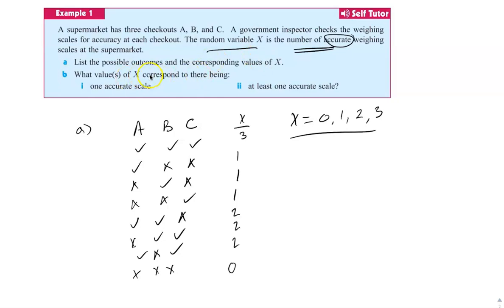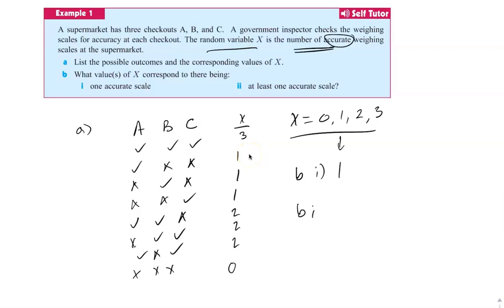For B1, which X value corresponds to having 1 accurate scale? Well, it's pretty simple: 1. 1 says you have 1 accurate scale. It doesn't say which one, just that you have 1 in general. 2 represents that you have 2 accurate scales, like down here.